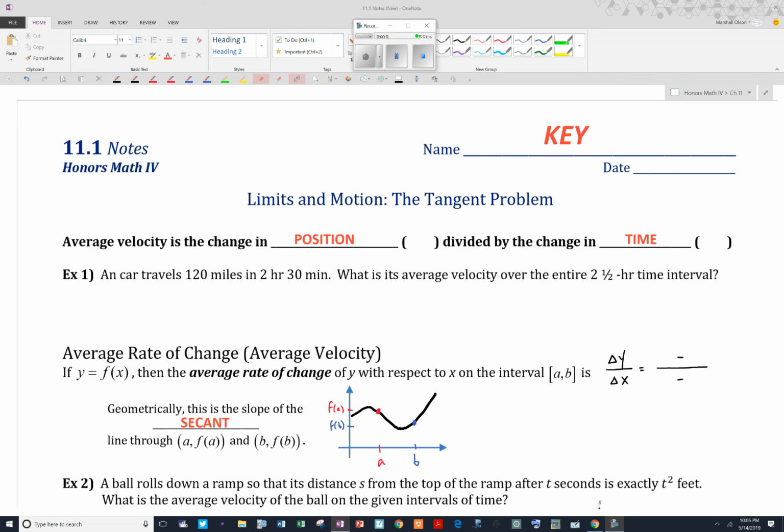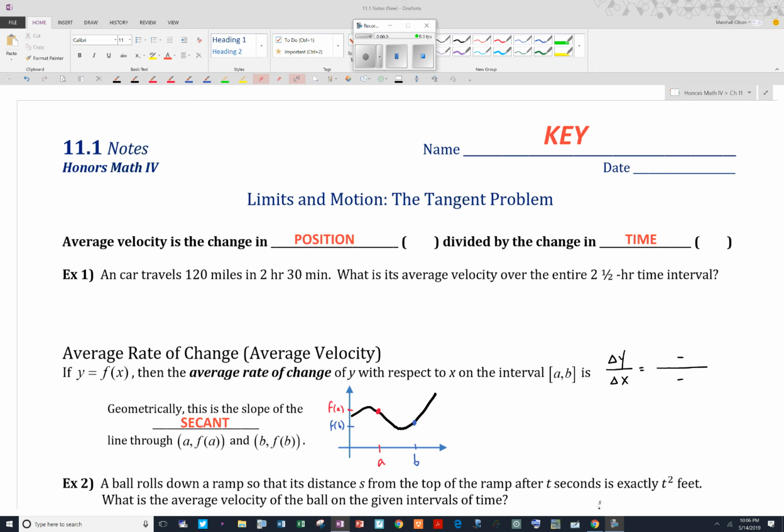Alright, this is our first video for 11.1, Limits in Motion, the Tangent Problem, which is basically our introduction into calculus. We're going to do two major things in our introduction to calculus. We're going to look at what derivatives are and then what integrals are in the next section. So we're going to start today with derivatives.